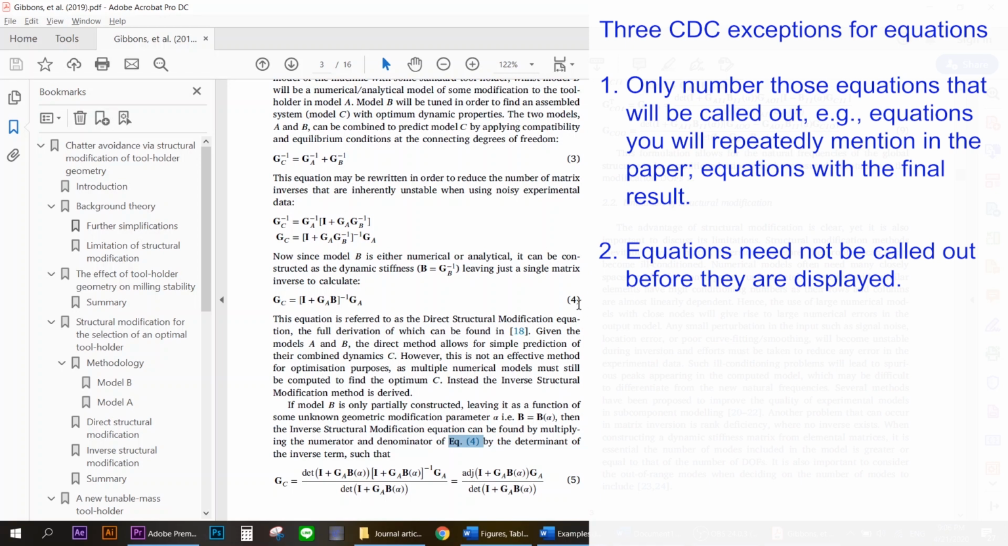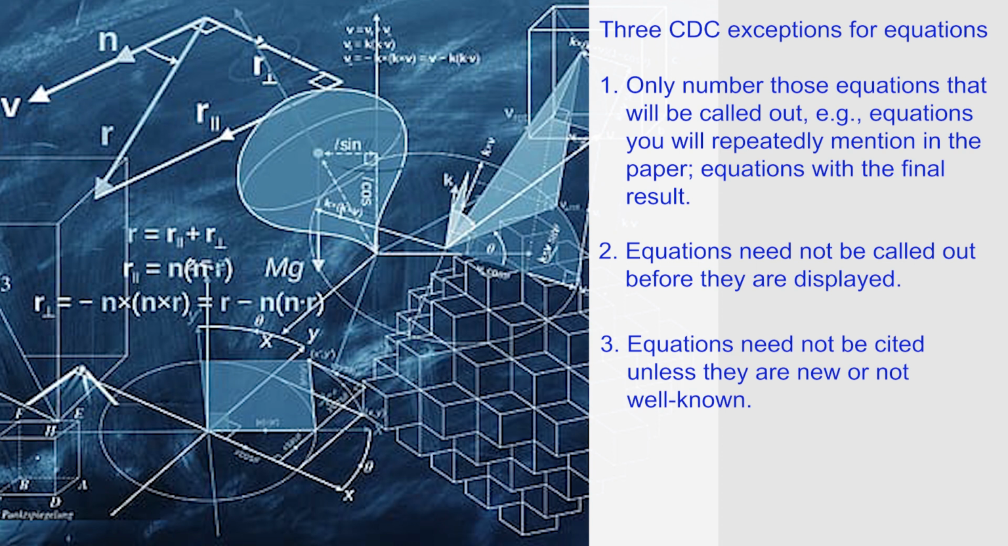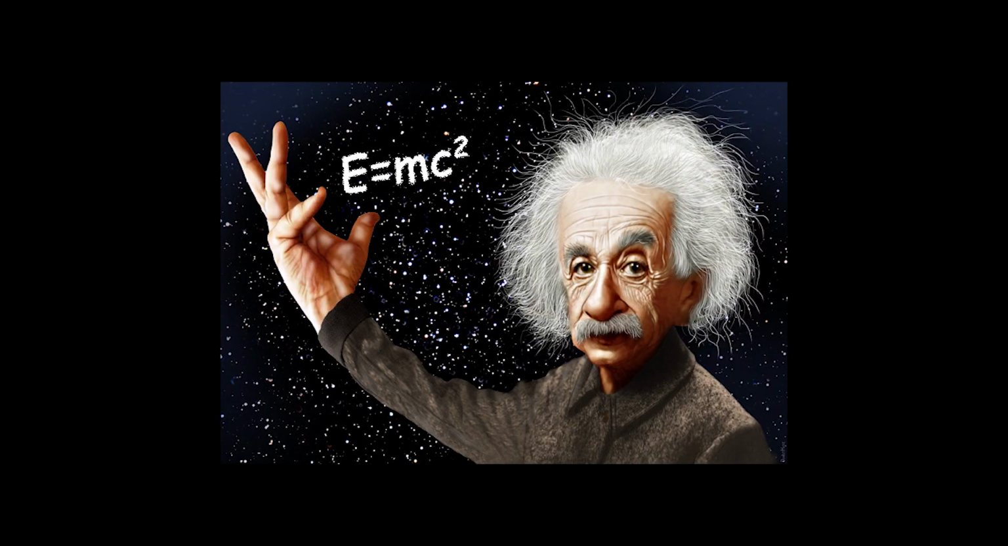3. Equations need not be cited unless they are new or not well known. For example, you do not need to cite the source for E equals mc squared, but you can definitely name Einstein.